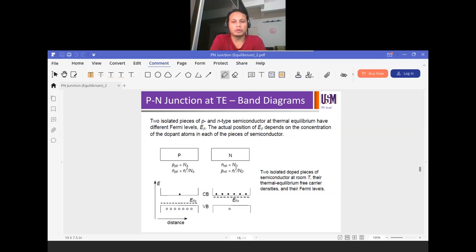You need to be able to draw this bottom diagram here. You need to be able to draw this. You should be able to.